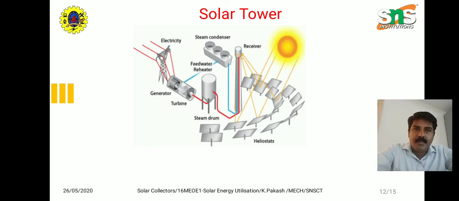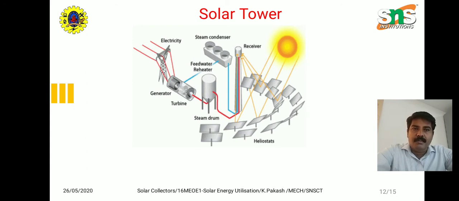See here, in this solar tower, the main working principle is that the solar radiation from the sun is absorbed by the heliostats. We can see here. So these heliostats reflect the solar radiation falling on them towards the receiver. So the receiver is a very big tower, a tall tower, so that all the heliostats are focusing on that receiver.